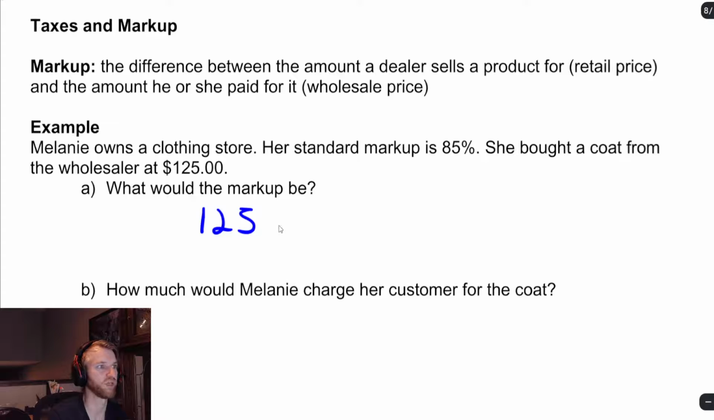$125 is how much she paid. We're going to times it by 0.85. Okay, where did I get 0.85 from? This is a decimal, right? So 85 divided by 100 gives me the 0.85.